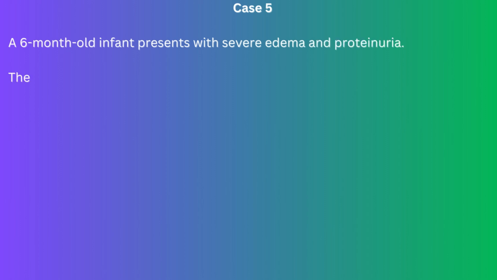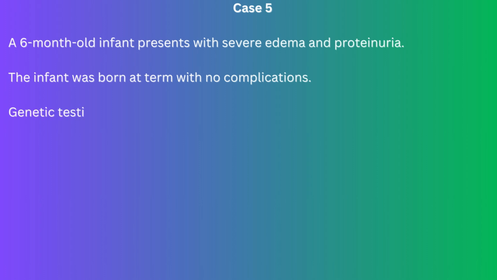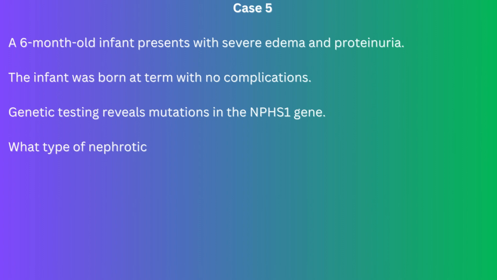Case number 5. A 6-month-old infant presents with severe edema and proteinuria. The infant was born at term with no complications. Genetic testing reveals mutation in the NPHS1 gene. Which type of nephrotic syndrome is this indicative of?